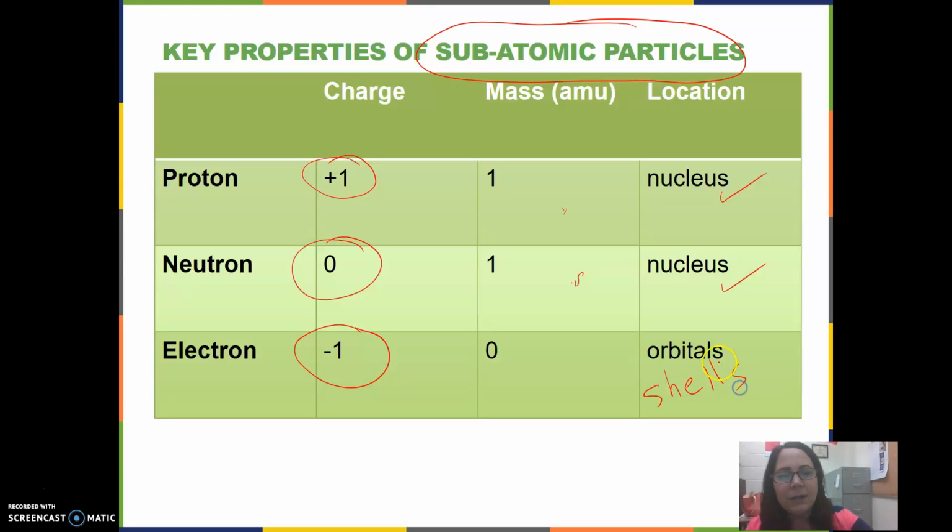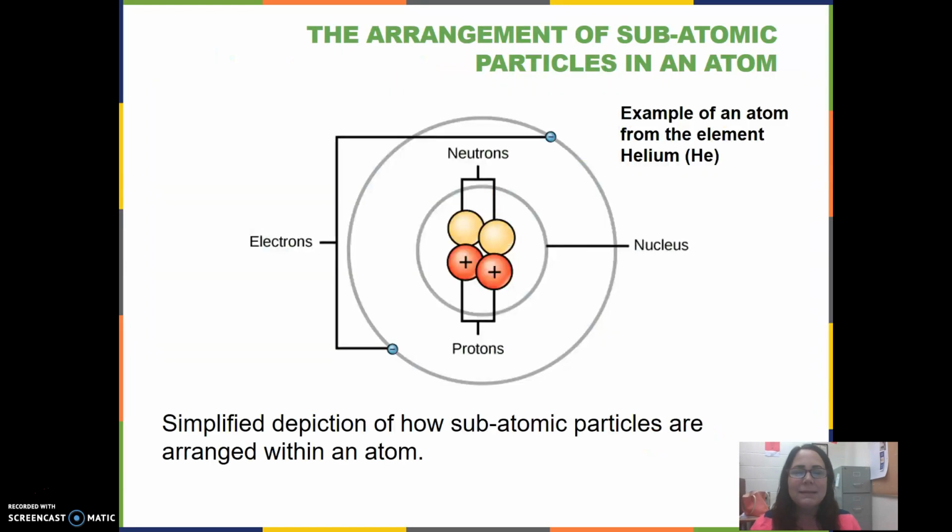And they can also be referred to as energy levels. In fact, I tend to refer to them as energy levels. But basically, if you just remember, electrons reside outside of the nucleus. And this is an example, a model, an illustration of a helium atom, symbol He, which contains 2 protons.